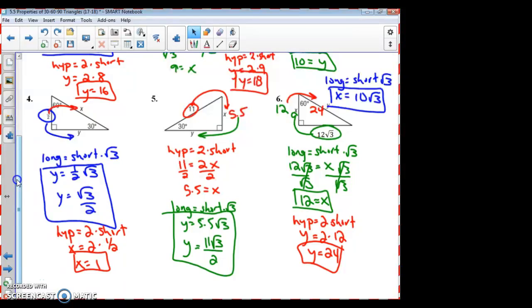We will continue in part 2 to show what happens when we don't have a factor of square root of 3 that cancels out.